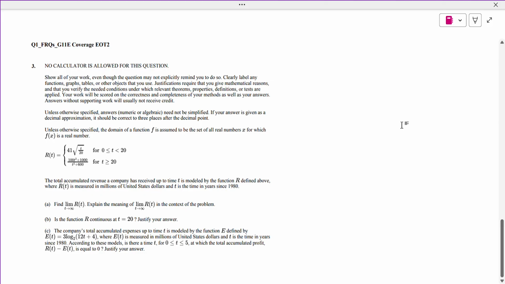In this video we will be looking at another question number 3. It's another suggested question for question 1 from the coverage of a grade 11 elite for this term 2. So we have this piecewise function R of t. It says the total accumulated revenue a company has received up to time t is modeled by the function R defined above, where R of t is measured in millions of United States dollars and t is the time in years since 1980. Part A, find the limit of R of t as t approaches infinity. Explain the meaning in the context of this problem.